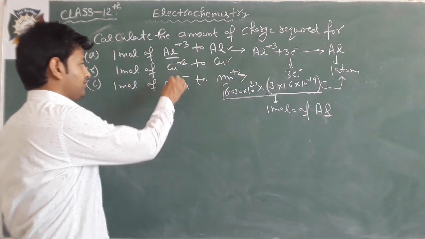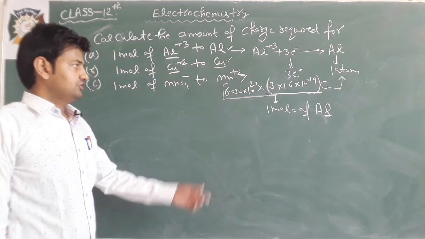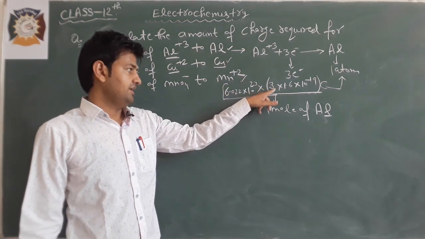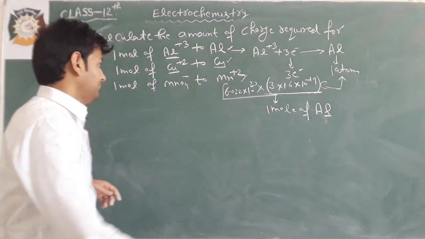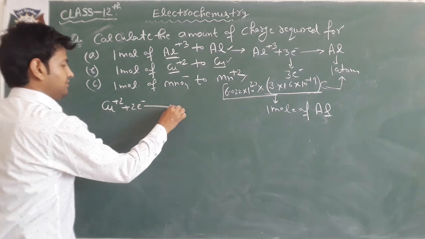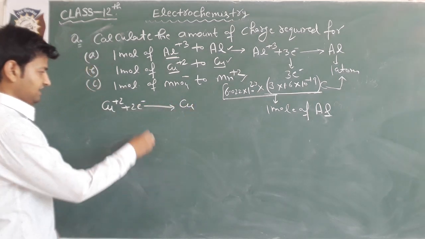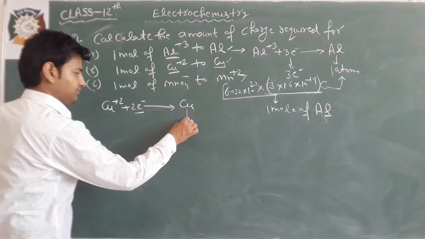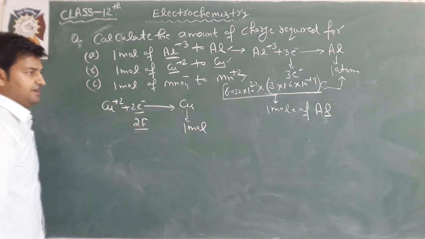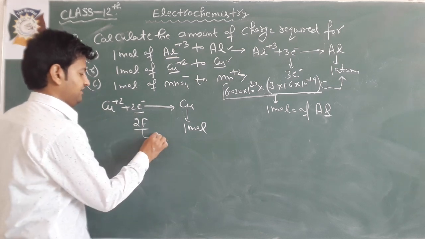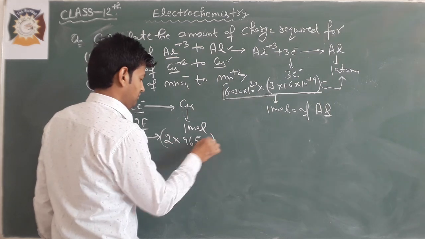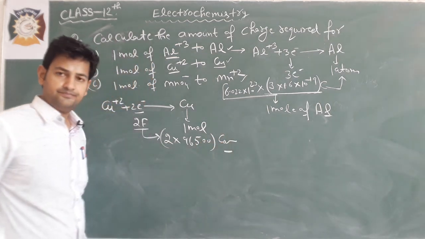And in case of copper, 2 electrons are required, so it is 6.02 × 10 to the power 23 × 2 × the charge of an electron. Or we can simply say copper plus 2 plus 2 electrons gives us copper. There is a requirement of 2 for the deposition of 1 mole, so 2 Faraday of electricity is required, and it comes out to be 2 × 96500 coulomb of charge.